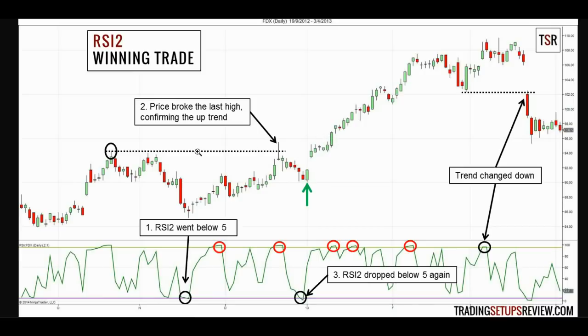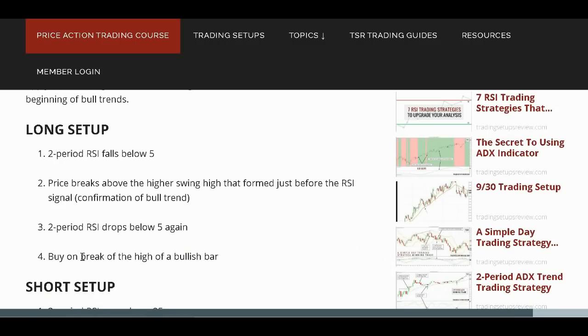And so, as technicians like to say, the line that was resistance now becomes support after it breaks clearly above it. All right. And so now it's a support level, and it just kept going. So that's how I would play it. But they drew an arrow to this candle. And again, I'll read the description to you. Buy on break of the high of a bullish bar. I'll let you interpret that how you will.